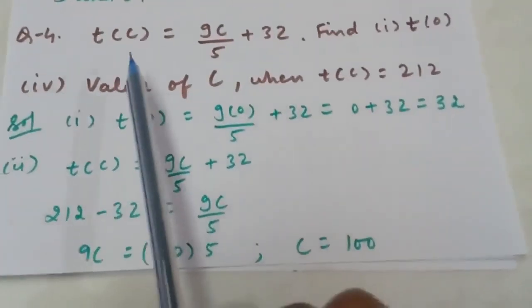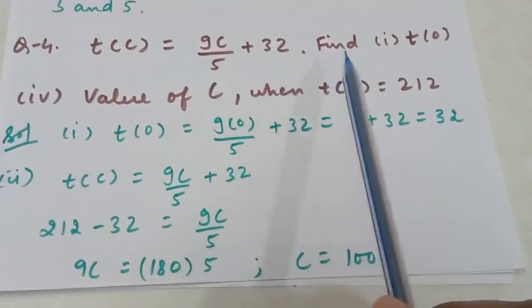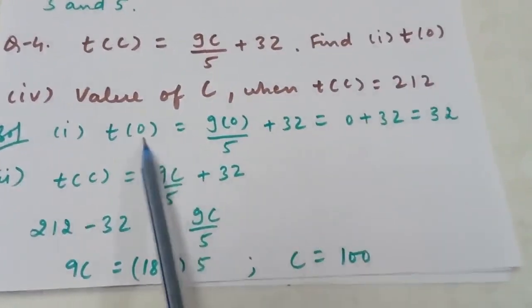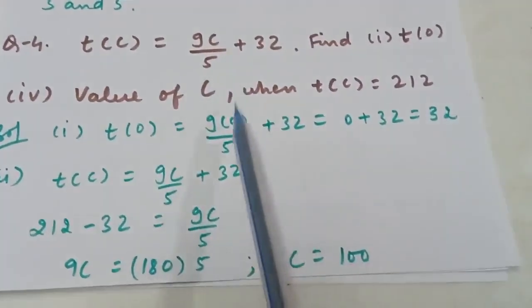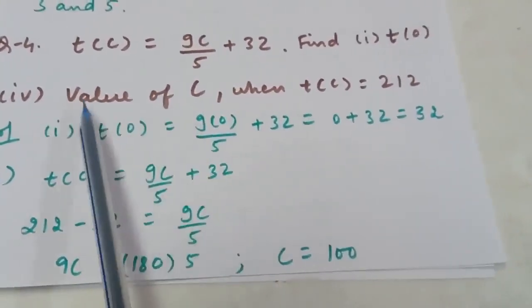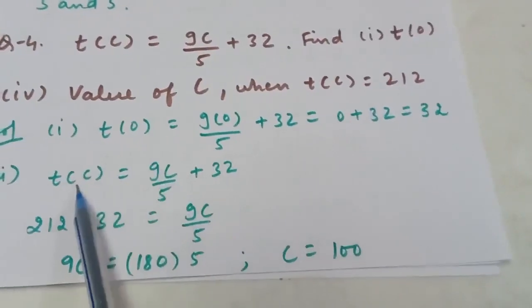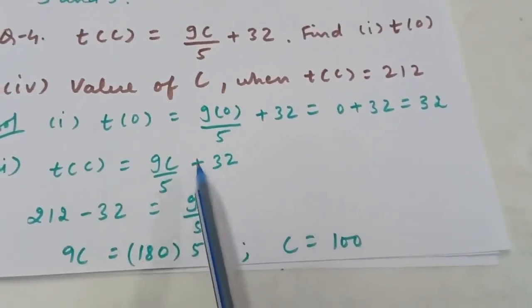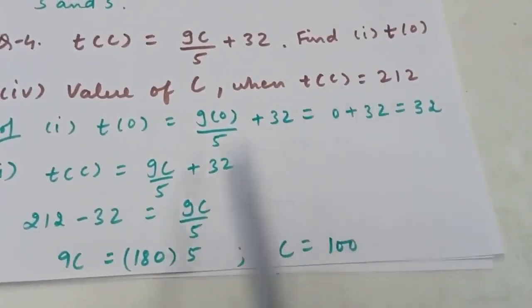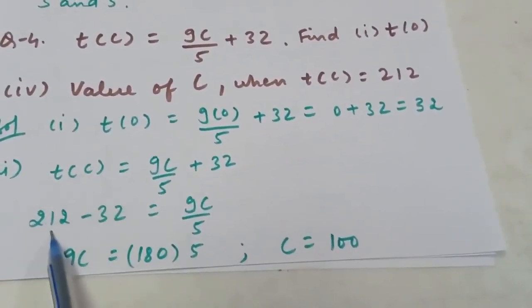Question number 4. T(C) is given as 9C upon 5 plus 32. Find T(0). So for T(0), instead of C, we will put 0. So we'll get the answer as 32. Next is the value of C when T(C) is 212. T(C) is given as this. Now they have given T(C) is 212. Right, so in place of T(C), put 212.